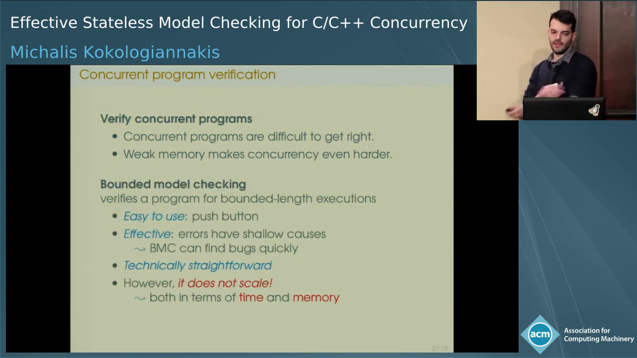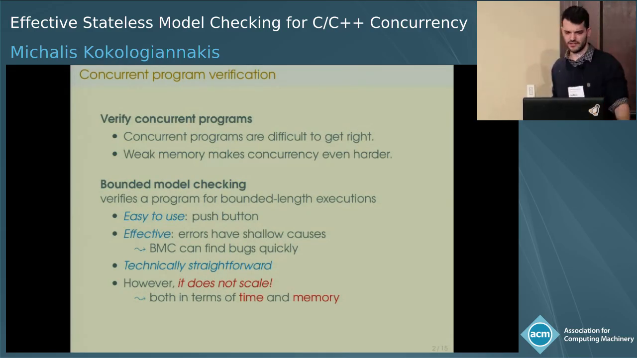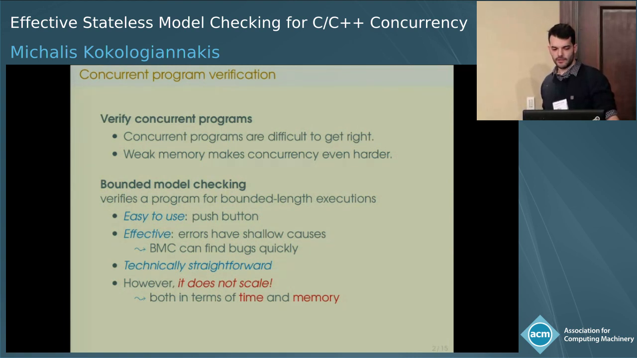Now, one technique that addresses this issue is bounded model checking. Bounded model checking verifies a concurrent program for bounded length executions. It's a technique that is easy to use. It's completely automated. It's effective. In most cases, it's proven to be effective since it's based on the observation that most bugs have shallow causes. It's technically straightforward. It has been implemented in a lot of tools, and it has seen some use in the industry.